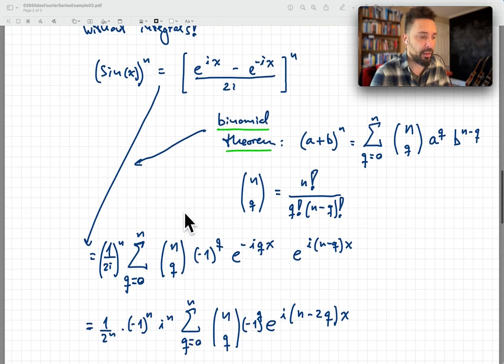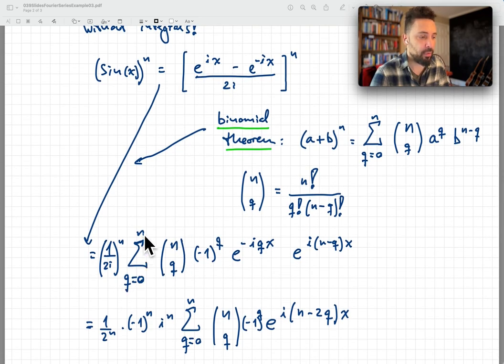And so if we do that, then we get the sum down here from q equals 0 to n, our combinatorial coefficient n q, minus 1 to the q, this comes from this coefficient here. That's going to be our a, like I said, e to the minus iqx, again, that's just this part, elevated to the qth power. And then this is going to be our b term, and so that's e to the i n minus q x, corresponding to the a and b in this formula.